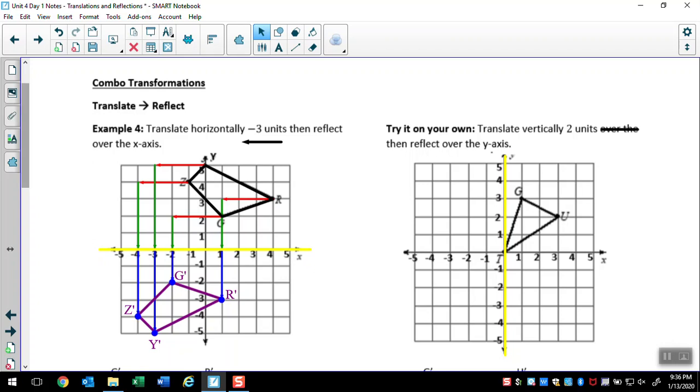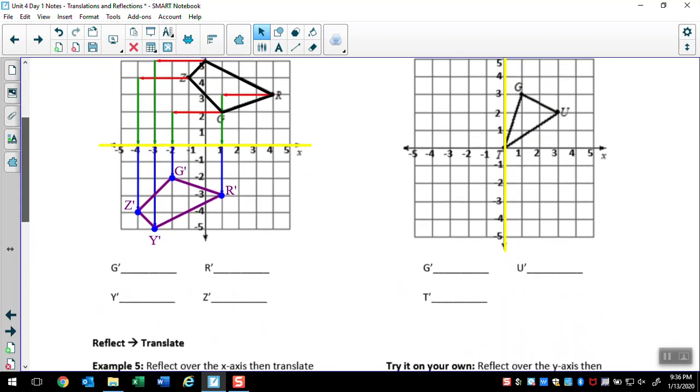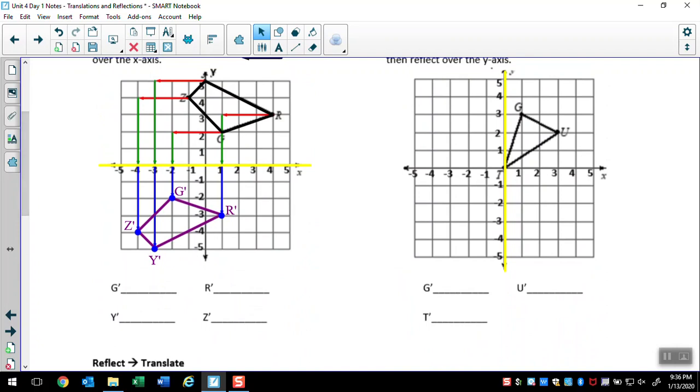All right, one more problem. Oh, before we do that, we forgot to fill these in here where we needed to just list out the ordered pairs of all of our new points. So G prime sits at -2, -2. R prime sits at 1, -3. Y prime sits at -3, -5. And Z prime sits at -4, -4.